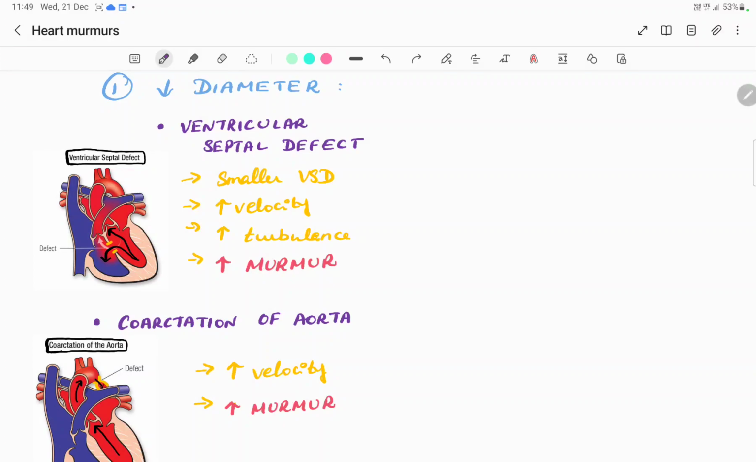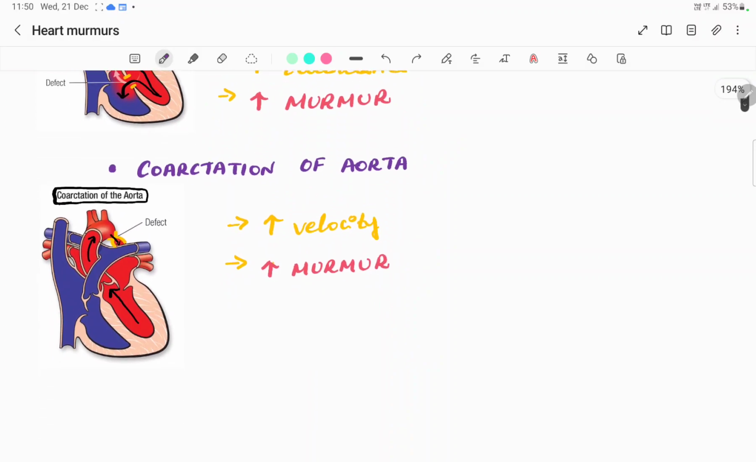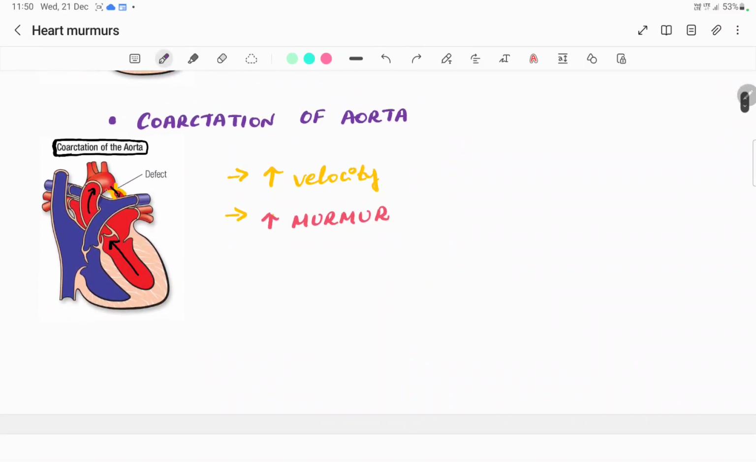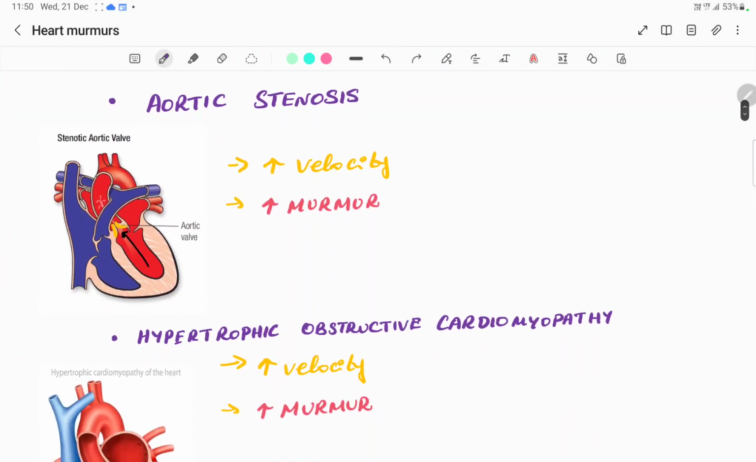So first we're going to see about ventricular septal defect. In this, actually the blood should be going into the aorta. But since there's a defect here, blood is going to enter into the right ventricle from the left ventricle. So when there is a smaller VSD, there's going to be an increase in the velocity, so there'll be an increase in turbulence and an increase in the murmur. Coming to coarctation of aorta, again there's a defect here. There's a decrease in the diameter here, so that is also going to cause an increase in velocity. Coming to aortic stenosis, there is a decrease in the diameter, and again that is going to cause an increase in the velocity.